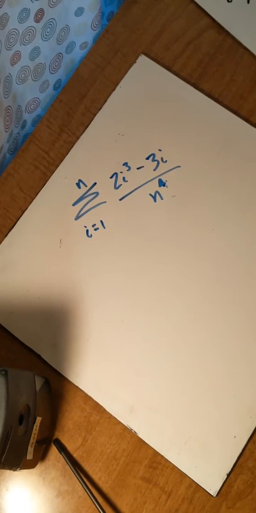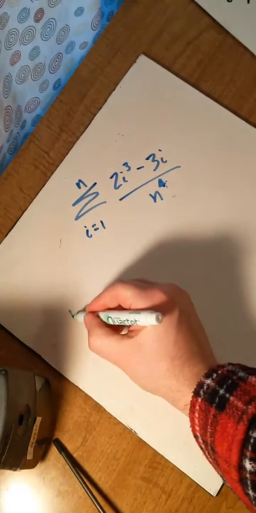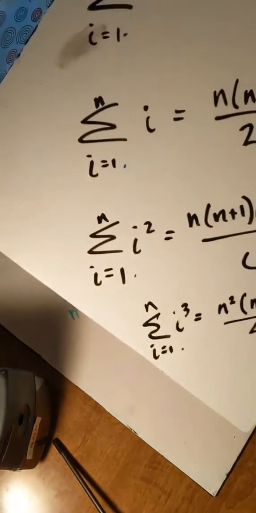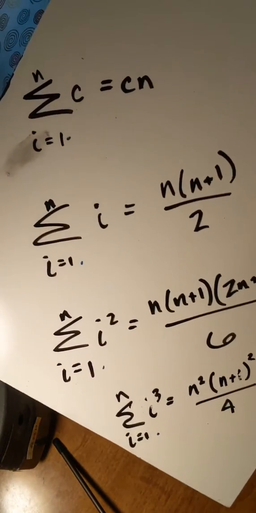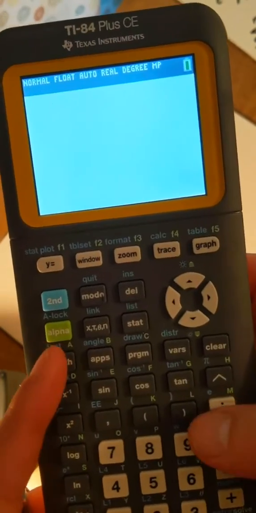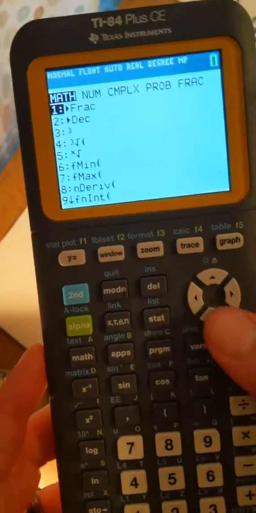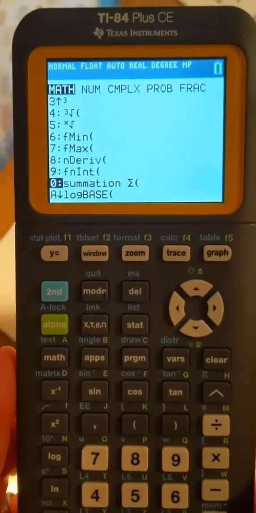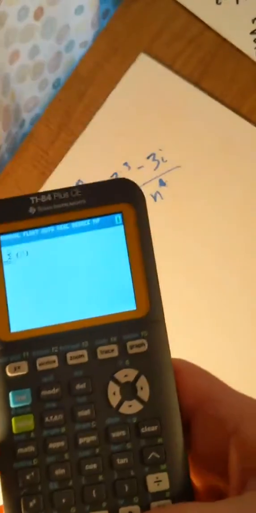So here we go. First thing we're going to do is make n equals 10. I've got a couple new people joining us. The trick to this, we can use these formulas that are all right here. Or if you're watching this live stream, there's the way we can do it on the calculator. What we can do on the calculator is press math and scroll down, or if we press 0, there's the summation. And we can type that equation in.